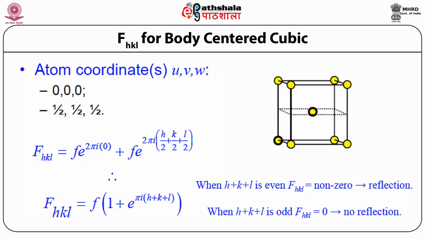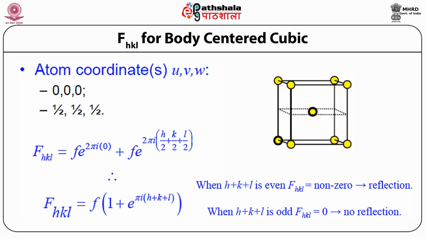Now you can see that FHKL has the sum of 2 expressions. F times e raised to the power 2 pi i 0 is for the first atom, and then for the next one, where the coordinate is half half half, when you add up you get this lower relation: FHKL is equal to F times 1 plus e raised to the power pi i (H plus K plus L). Now when H plus K plus L is an even number, this is e raised to the power of twice pi i times an integer, which is 1. So 1 plus 1 is equal to 2, and you will have a Bragg reflection which is twice the form factor.